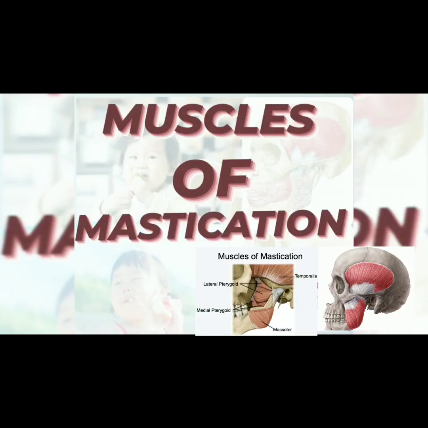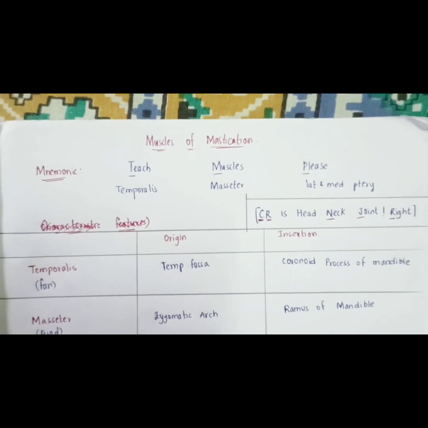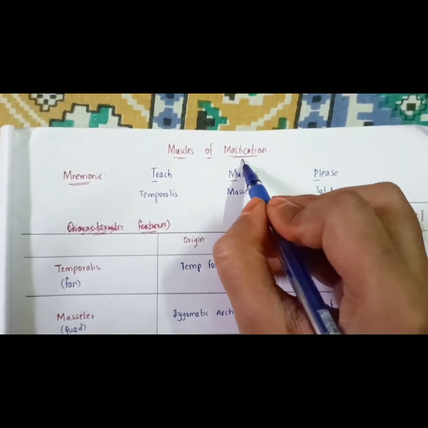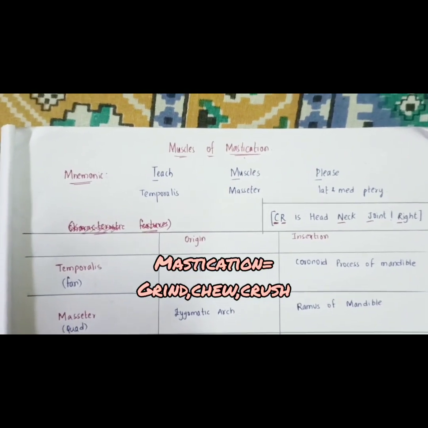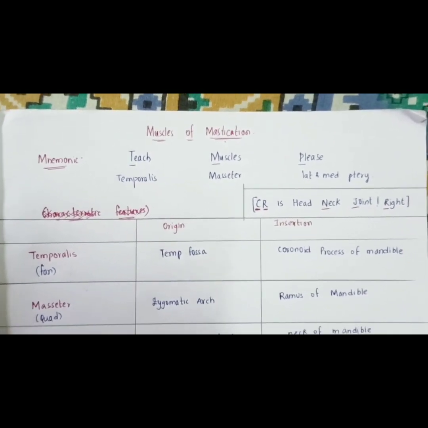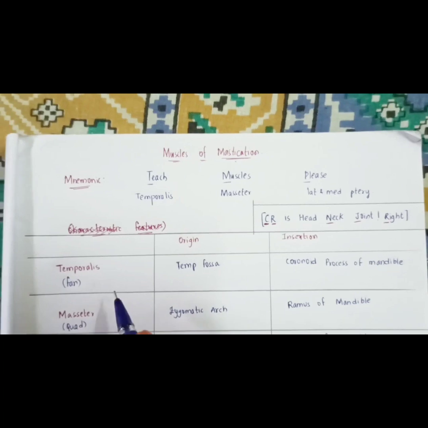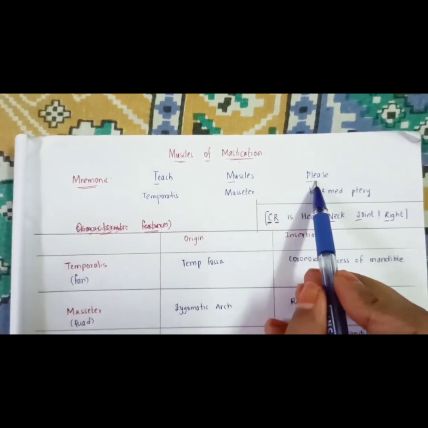Today I am going to present muscles of mastication in a simpler way. Before we start, what do you mean by the word mastication? The word mastication means to grind, crush or chew the food with the help of teeth in order to swallow it. To learn the muscles of mastication, here is a small mnemonic.